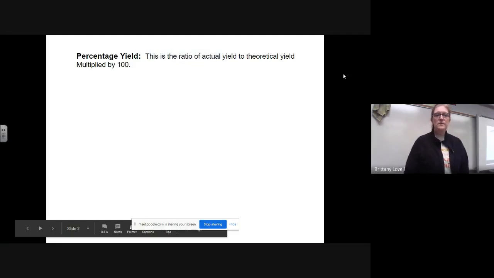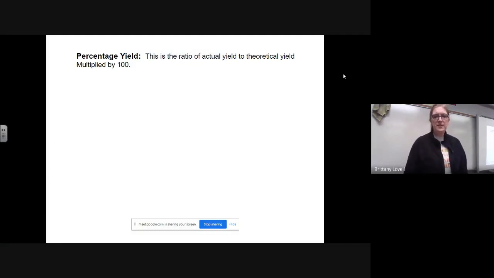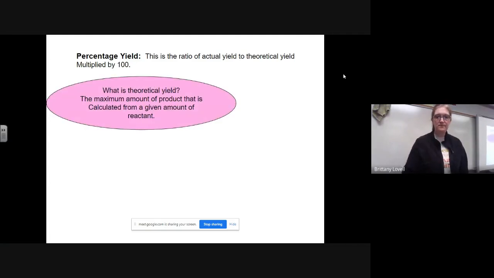Okay, so this is the definition of percentage yield. It says this is the ratio of actual yield to theoretical yield multiplied by 100. Okay. So it's a ratio of actual to theoretical. Actual will go on the top of the fraction. Theoretical yield goes on the bottom. So let's define those. What does it mean for something to be actual versus theoretical?